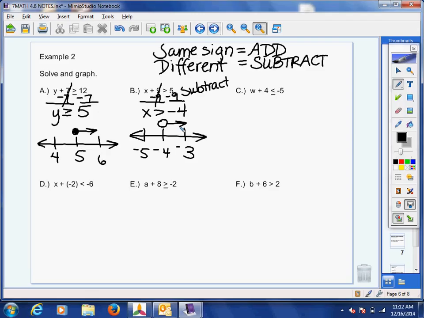All right, try C. See what you can do with that one. Okay, D is hard. You can save that one for me. I'll help you with that.